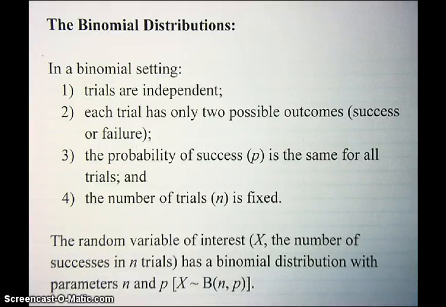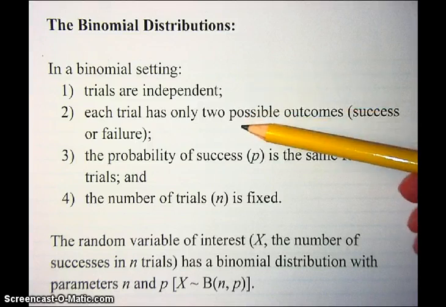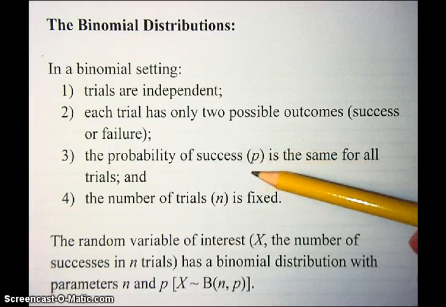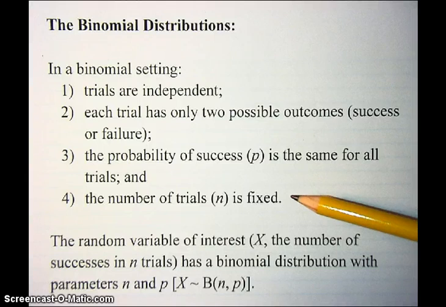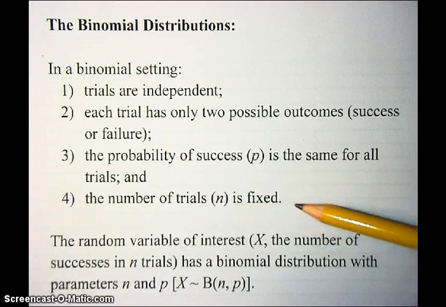The binomial distributions. In a binomial setting, trials are independent. Each trial has only two possible outcomes, which we call success or failure. The probability of success, which we call P, is the same for all trials, and the number of trials, which we call N, is fixed.